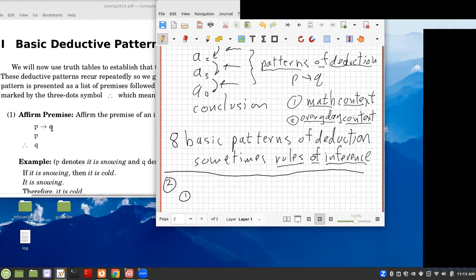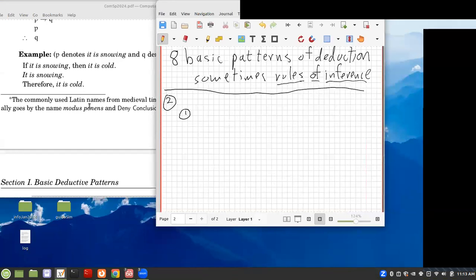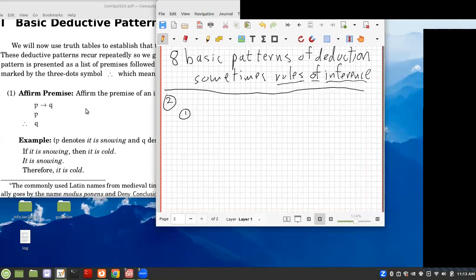Do they have Latin names, these particular patterns? But the Latin names aren't particularly informative. You might see them in a critical thinking course, and I do mention them in the text, I think in a footnote down here, but that's not really important.